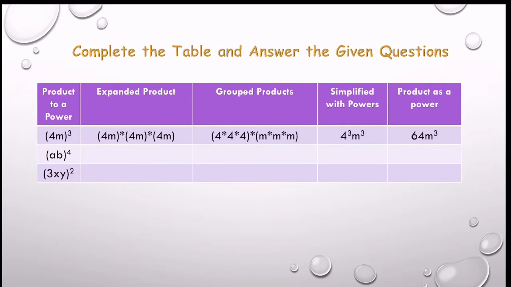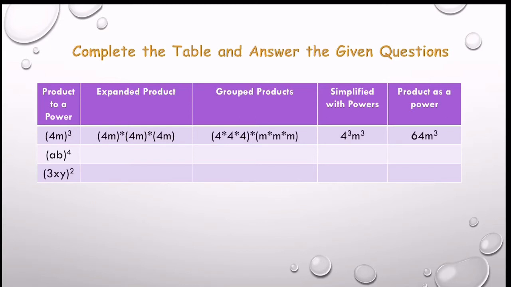Now just like the commutative property, I would group my numbers with my numbers and my variables with my variables. I then am going to write them as a power. And if you can do 4 cubed, do 4 cubed. If you can do 2 squared, do 2 squared. So that's how I got that 64.